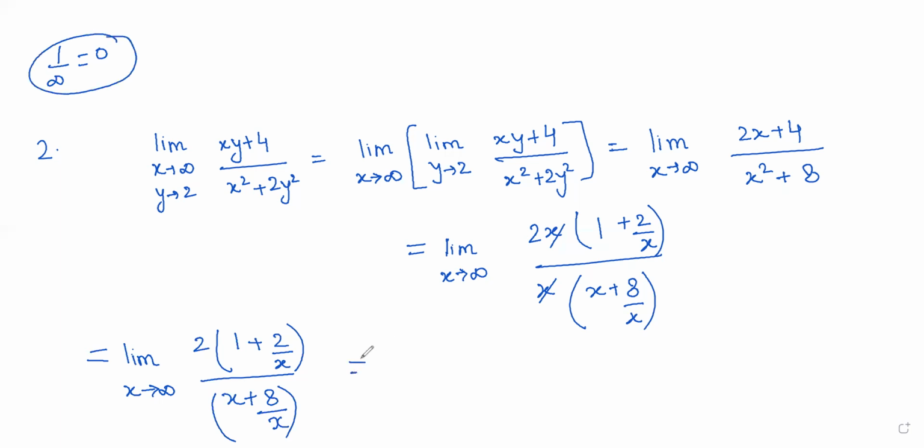So here we get 2 by x, and as x tends to infinity it equals 0. Here in the denominator, 2 upon infinity will be equal to 0.